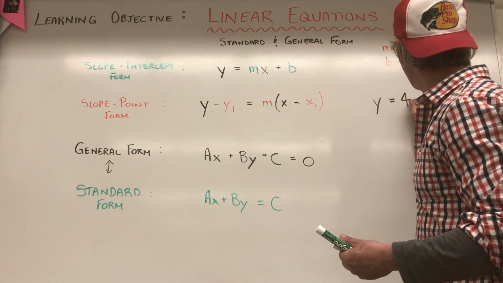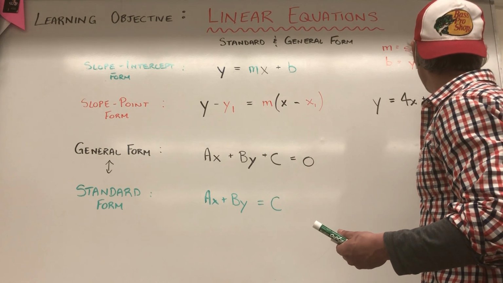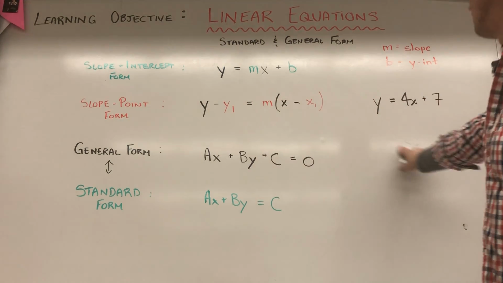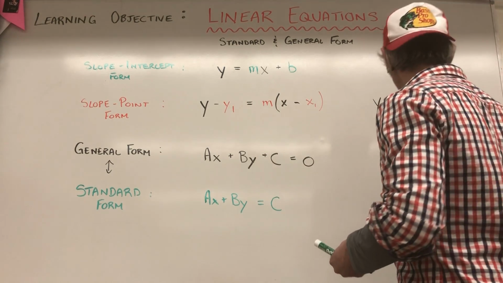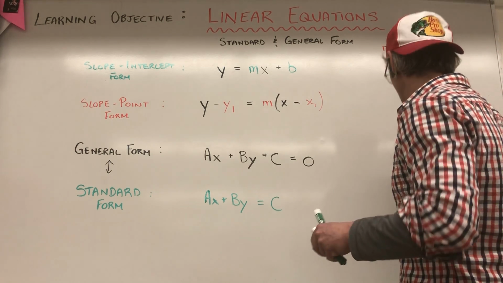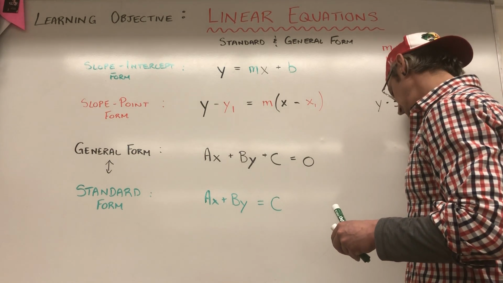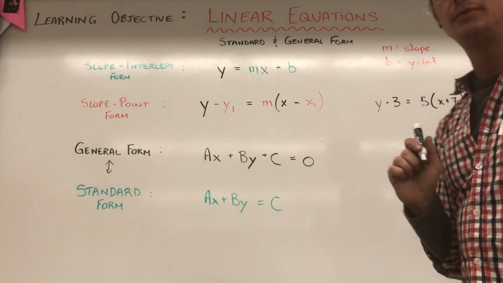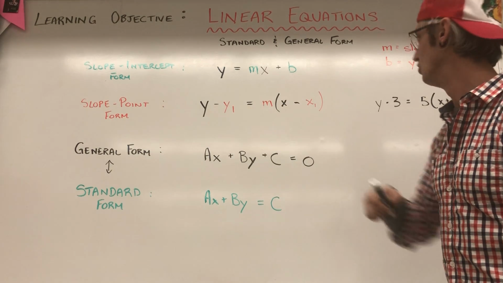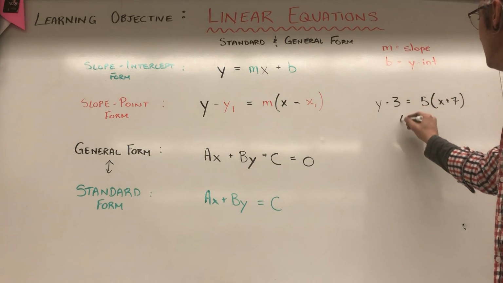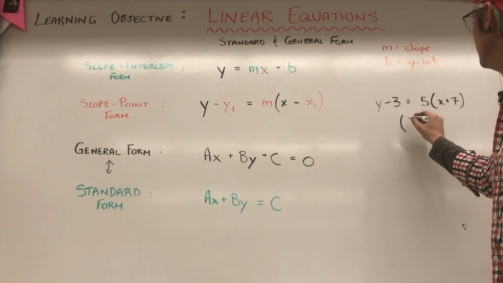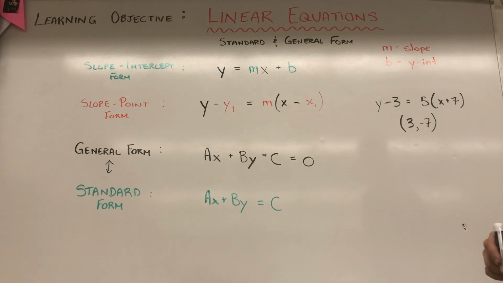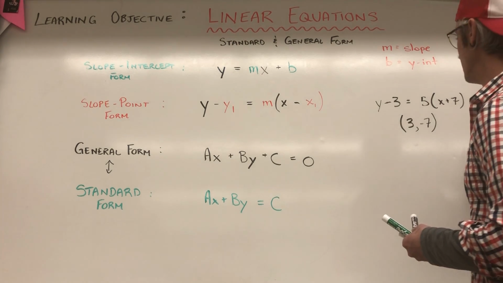y is equal to 4x plus 7. What form am I in here? Slope-intercept form. Very good. And finally, just to round this one out, I've got y minus 3 is equal to 5x plus 7. What form am I in here? Slope-point form. And what point do I have on this graph? If that's negative 3, then it's a positive x, and if that's positive 7, then it's a negative 7. Okay? Very good.